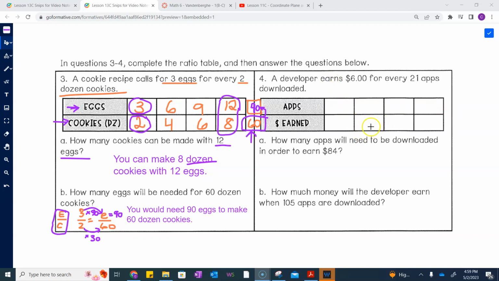So go ahead and fill out the chart and then try to answer the 2 prompts using the information in the table. Don't forget to show some work like I did here to justify how you're getting your answers. Pause the video, turn it back on to see when you're done.